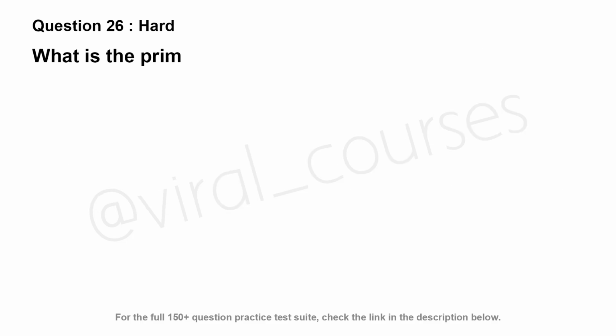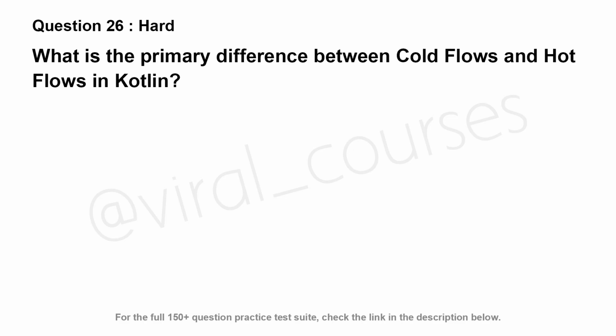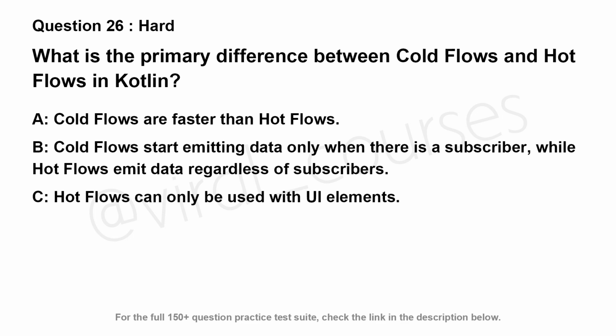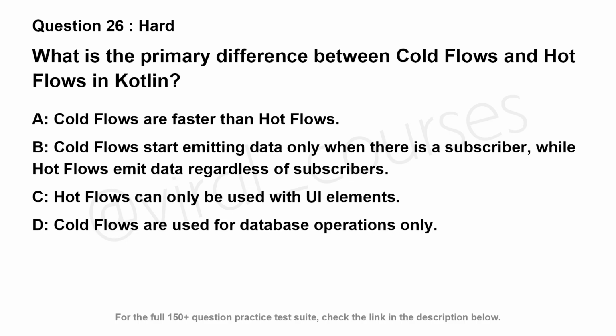What is the primary difference between cold flows and hot flows in Kotlin? Option A. Cold flows are faster than hot flows. Option B. Cold flows start emitting data only when there is a subscriber, while hot flows emit data regardless of subscribers. Option C. Hot flows can only be used with UI elements. Option D. Cold flows are used for database operations only.